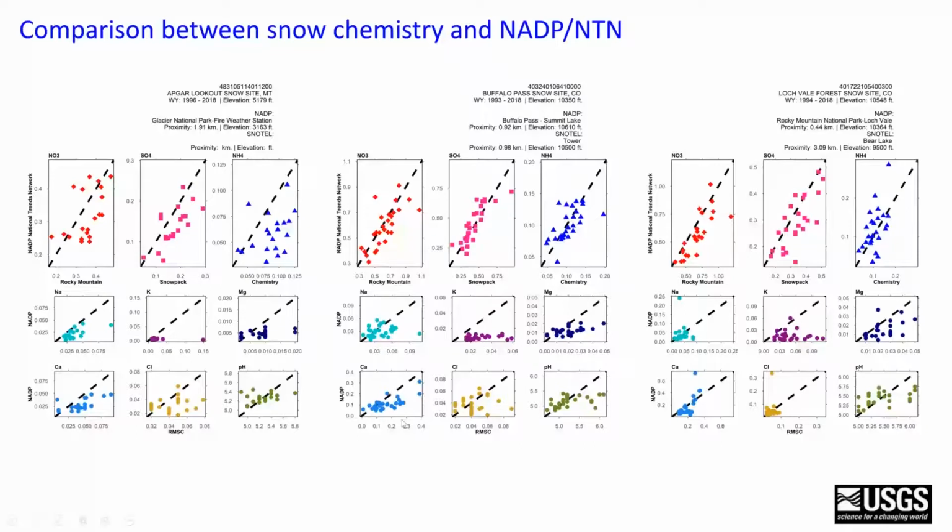Another interesting thing with this type of analysis is we could look at the differences in elevation between sites. For instance, this Apgar Lookout snow site and the Glacier National Park NADP site are 2 kilometers away from each other, but they're 2,000 feet in elevation difference. And we see, particularly, ammonium doesn't have as strong of a correlation. So this type of comparison can also potentially help with looking at the influence of elevation, which is quite important for snowfall and SWE distribution differences.